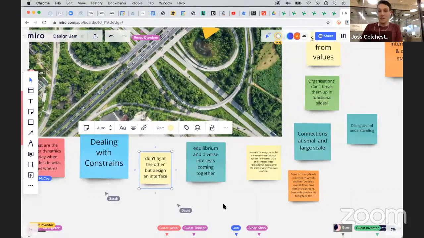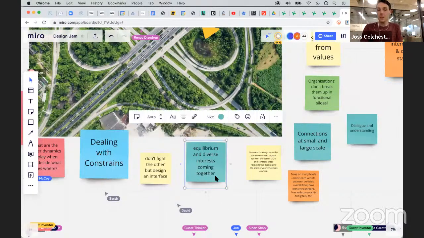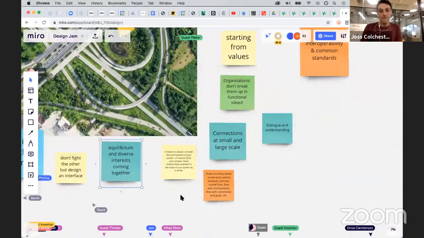Equilibrium and diverse interests coming together. Anybody want to talk about that?